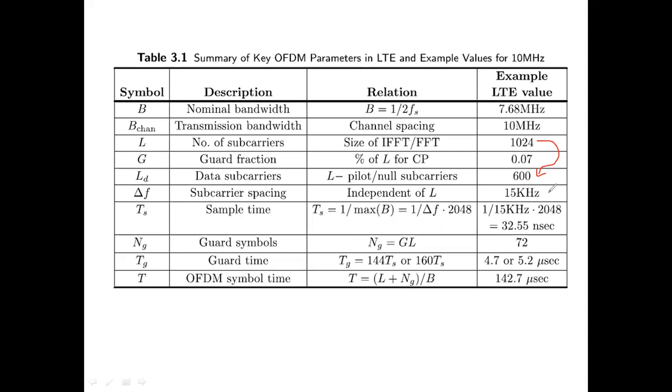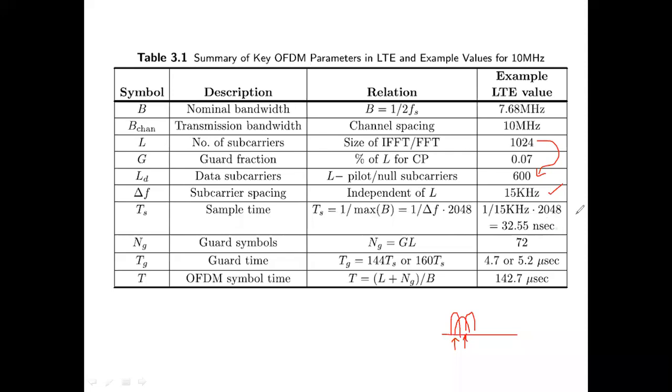The subcarrier spacing is 15 kilohertz. That means the spacing between two orthogonal subcarriers, as I told you, is a standard. 15 kilohertz is the spacing between two subcarriers. Whatever the size of FFT you use, whether a 256-point FFT or a 2048-point FFT, the subcarrier spacing happens to be 15 kilohertz usually.